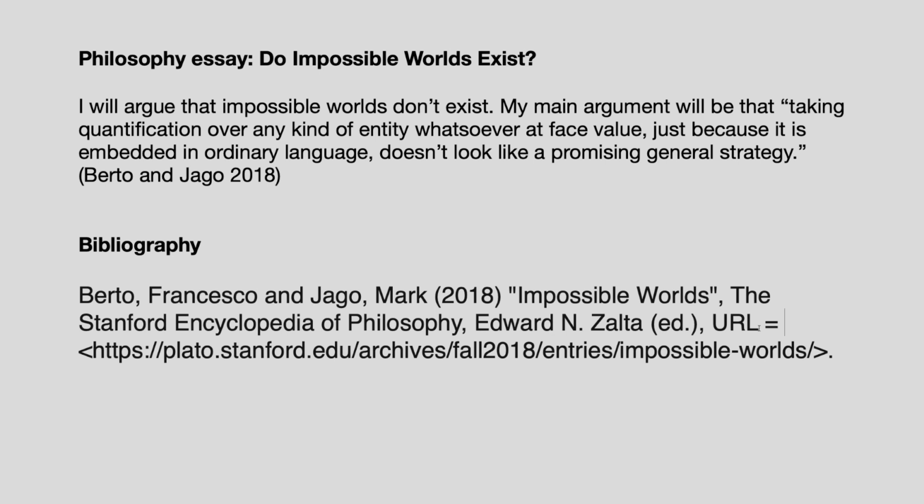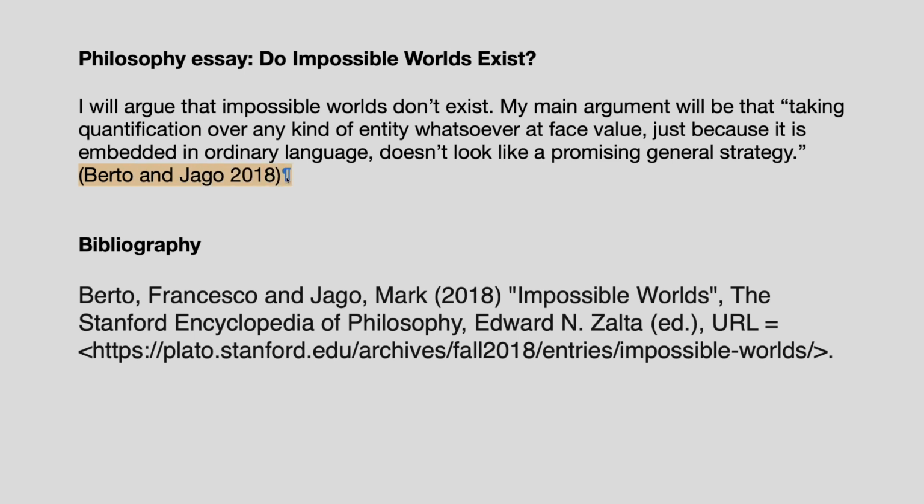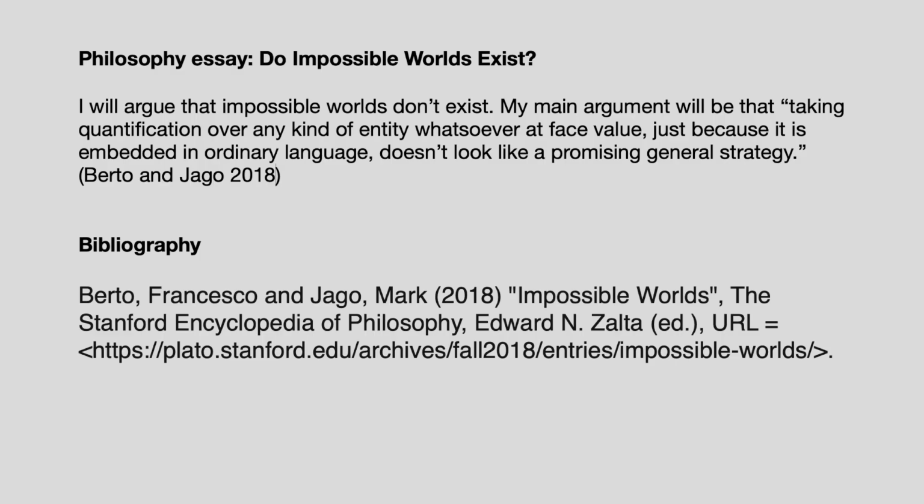Okay, simple as that. So for each reference, you're doing two things. You're giving a reference up here in the main body of your article. And then you're giving the corresponding full bibliographic information in your bibliography. Now, usually when you're doing a quotation, you will give the page number as well. So if this was a quotation from a book, let's say it was on page 20, what I would do is I would write Berto and Jago 2018, 20 or page 20.